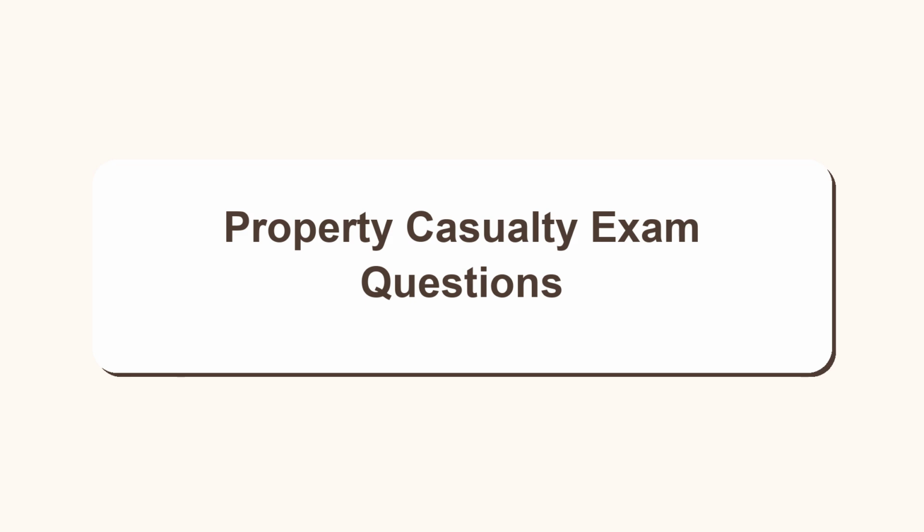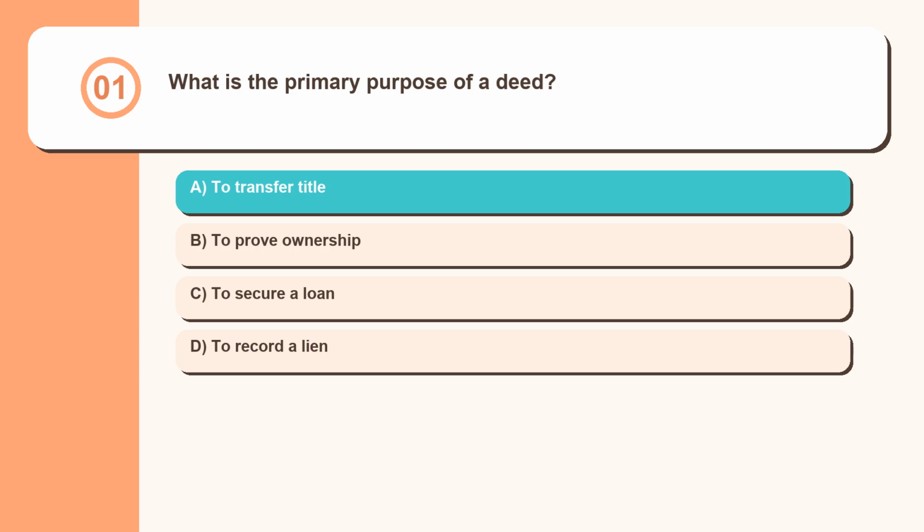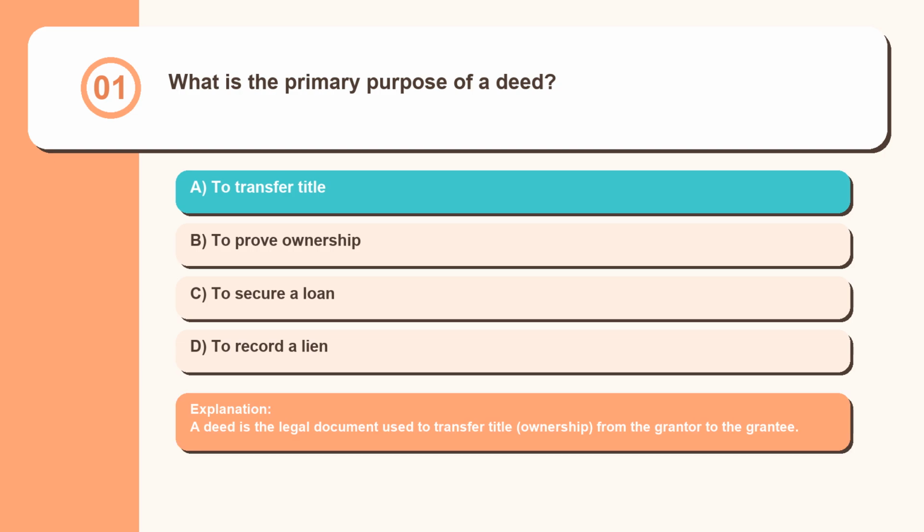Property Casualty Exam Questions. Question 1. What is the primary purpose of a deed? To transfer title, to prove ownership, to secure a loan, to record a lien. A deed is the legal document used to transfer title, ownership, from the grantor to the grantee.